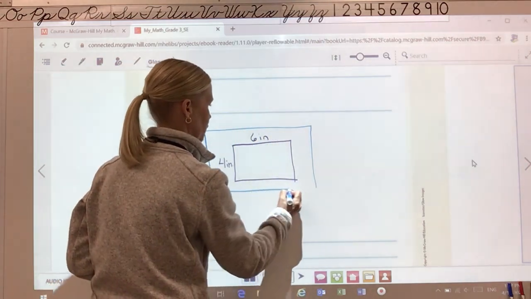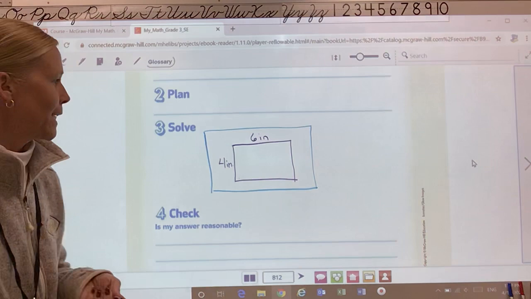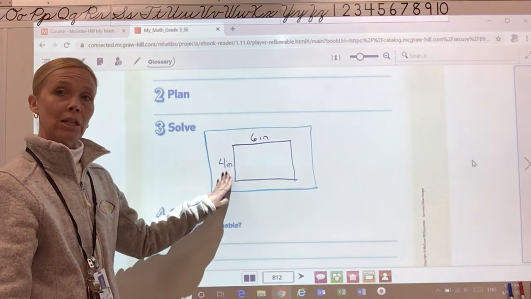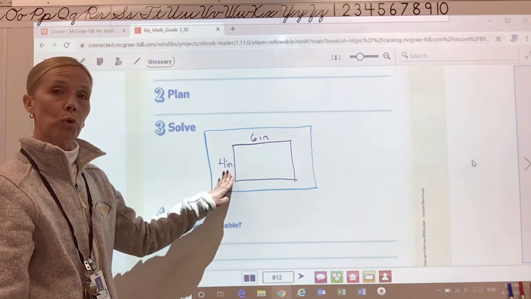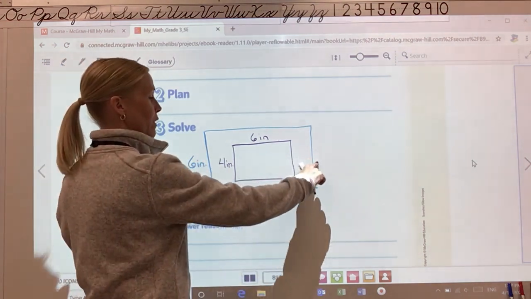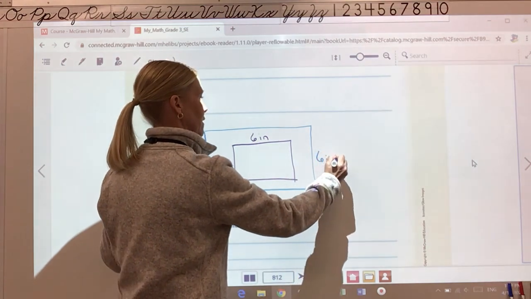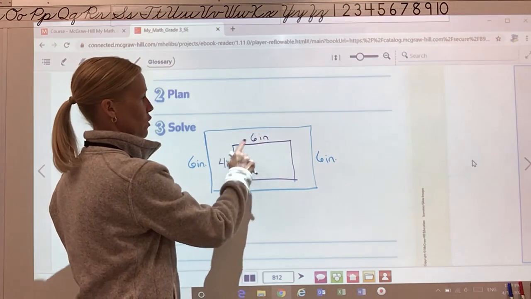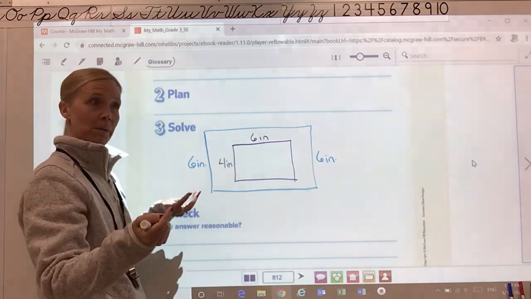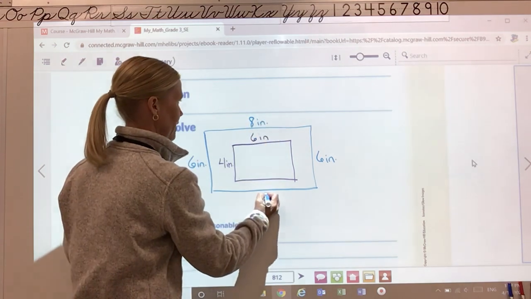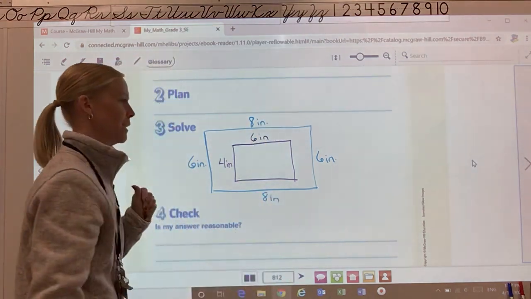Okay, here's my picture frame. Now I drew it a little bigger just so you could see it. If I know it is 2 inches larger on this side, I know that 4 plus 2 is 6 inches. So therefore I know this side is 6 inches. And if I know this side is 2 inches bigger than 6 inches, 6 plus 2 is 8 inches. And this side then will be 8 inches.